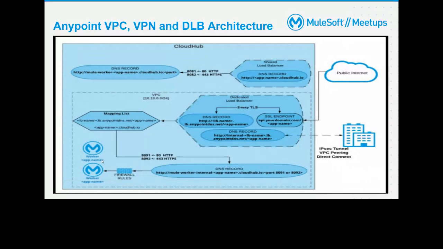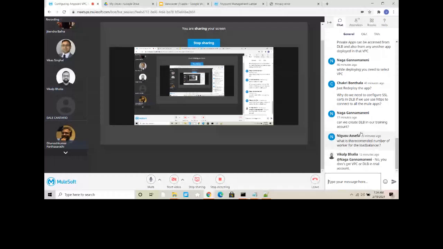So generally, the recommendation is always more than one. By default, it's 2. You can go with a higher number also. I think it depends on your load, basically, what kind of load you are getting. Yeah, it depends on the load.